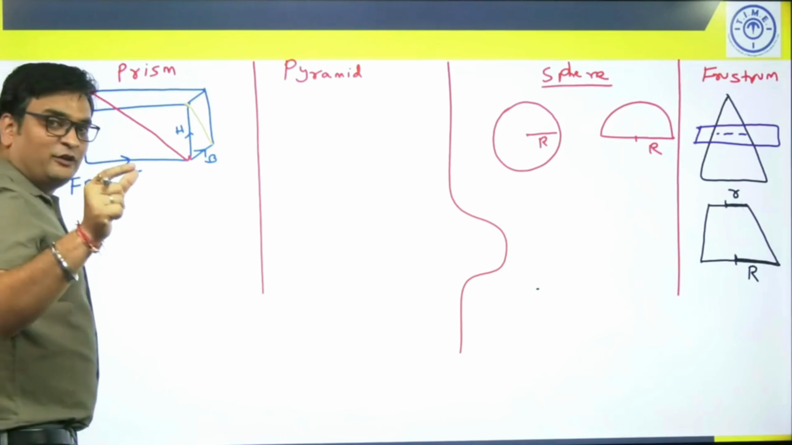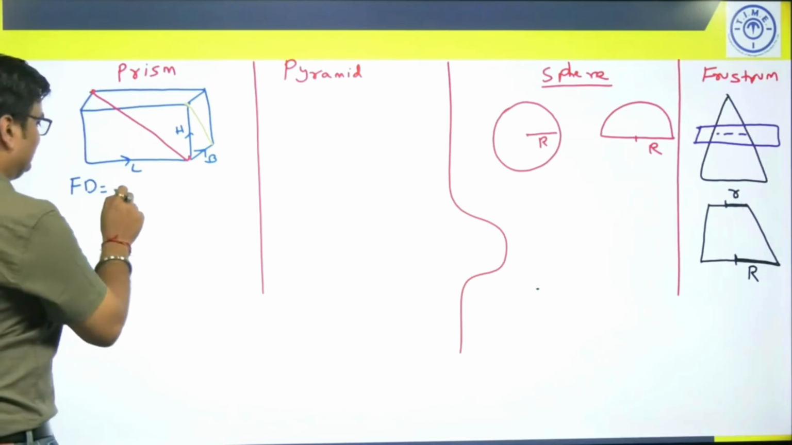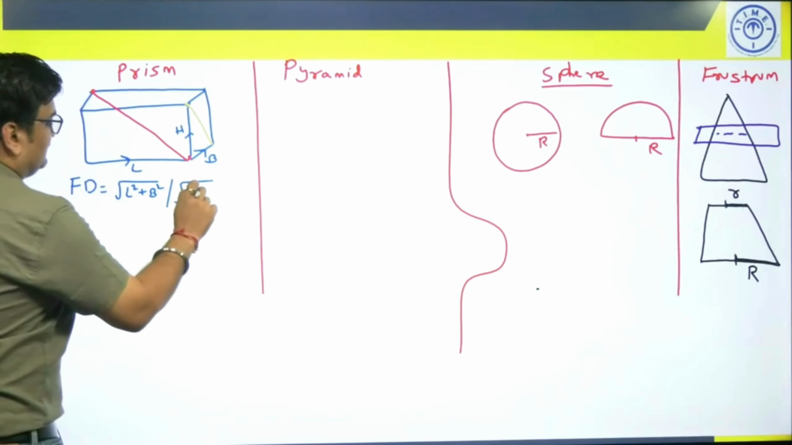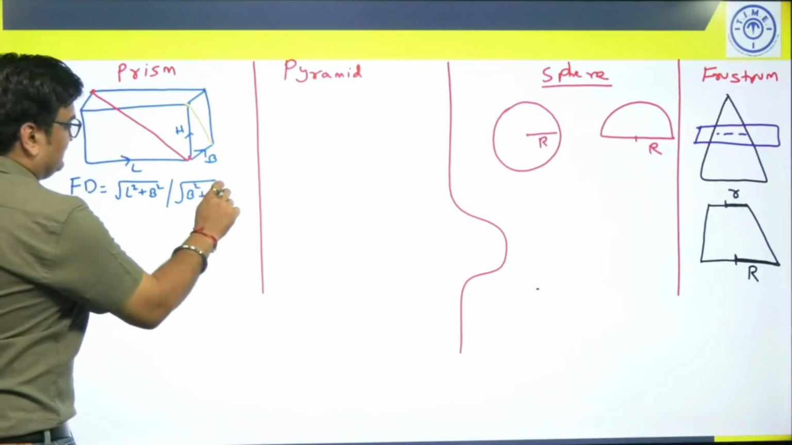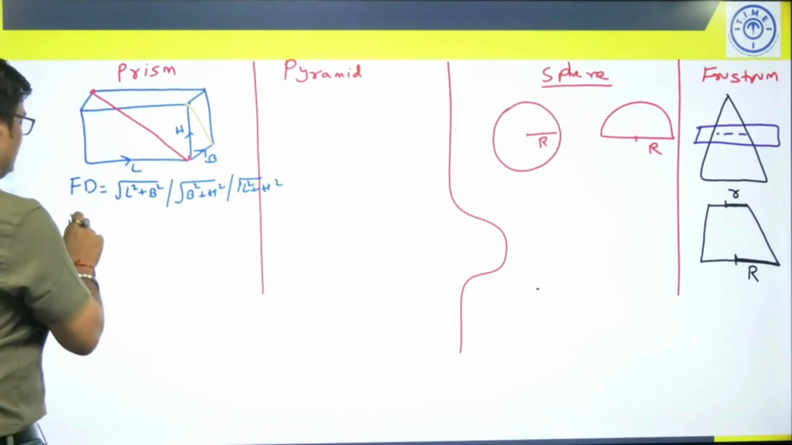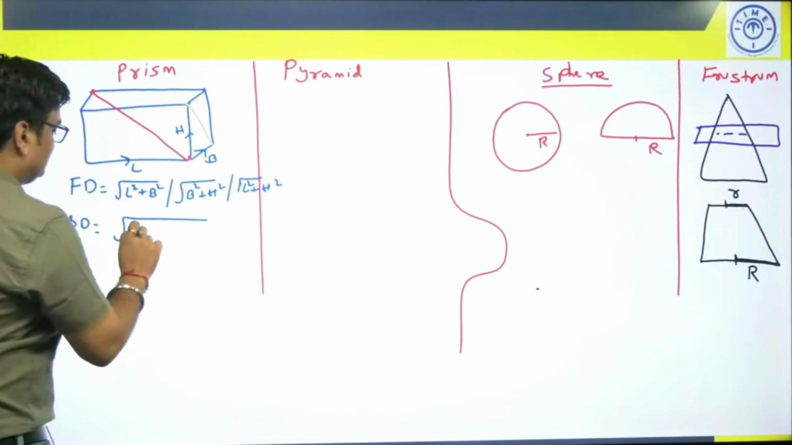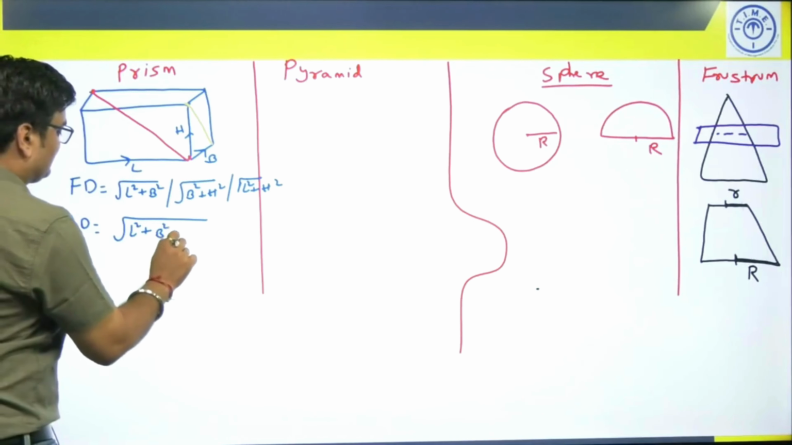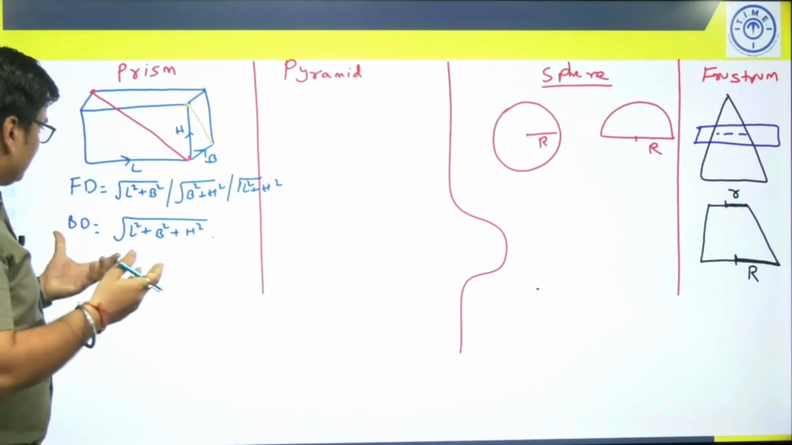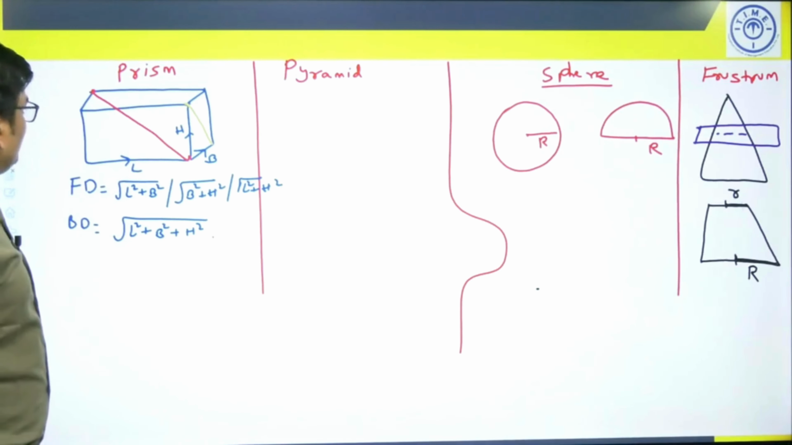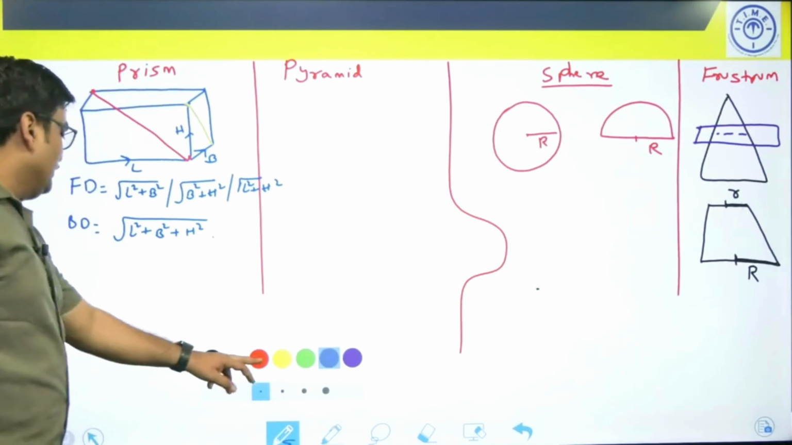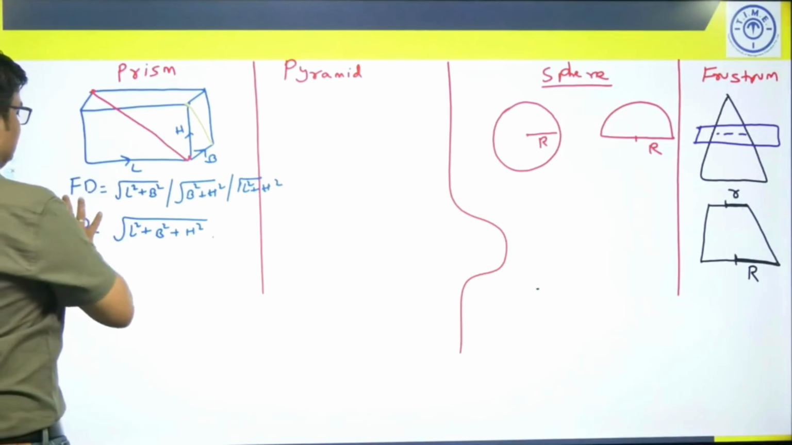So, there can be three different formulae, three different expressions for face diagonal. They can be root over L square plus B square, or B square plus H square, or L square plus H square. But if you take the body diagonal, it is going to be root over L square plus B square plus H square. Okay. So, these are two additional formulae that I would suggest you to remember, to note down in case of a cuboid.